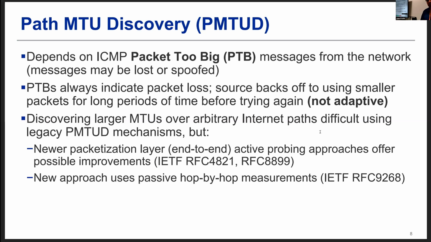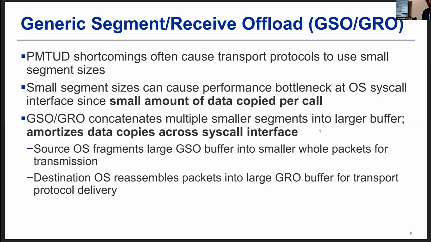Discovering larger MTUs over arbitrary internet paths is difficult using legacy path MTU discoveries, but the IETF has invented some new ways of doing it. One is using active probing approaches for TCP and UDP, and a new approach is using passive hop-by-hop measurements, which is IETF RFC 9268. So because of path MTU discovery shortcomings, it often causes transport protocols to use smaller segment sizes.